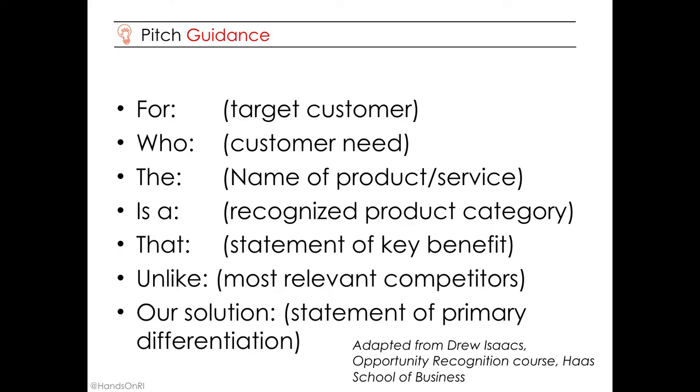I think he pulled it from Geoffrey Moore's Crossing the Chasm, but this whole pitch is really broken down into four parts: who is your target customer, what's their customer need, the name of the product or service is a recognized product category that has a number of key benefits. Unlike is this keyword that distinguishes you from everybody else that's out there. And then lastly, your solution, what does it do?